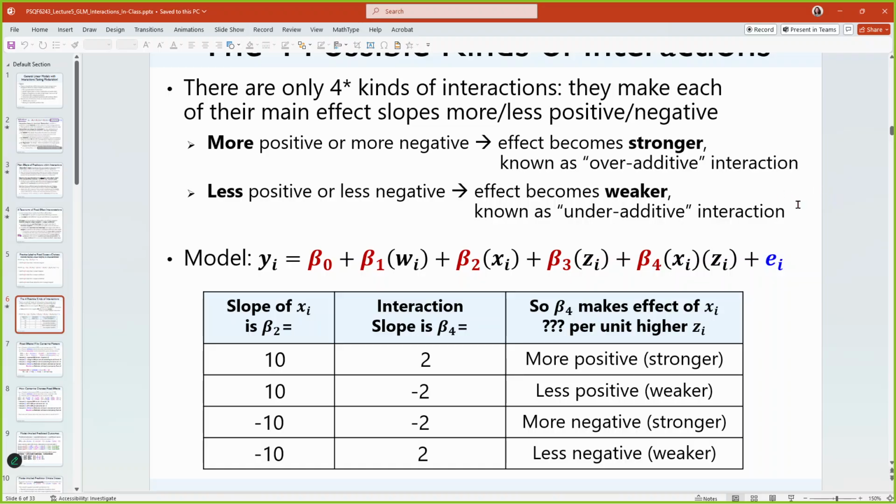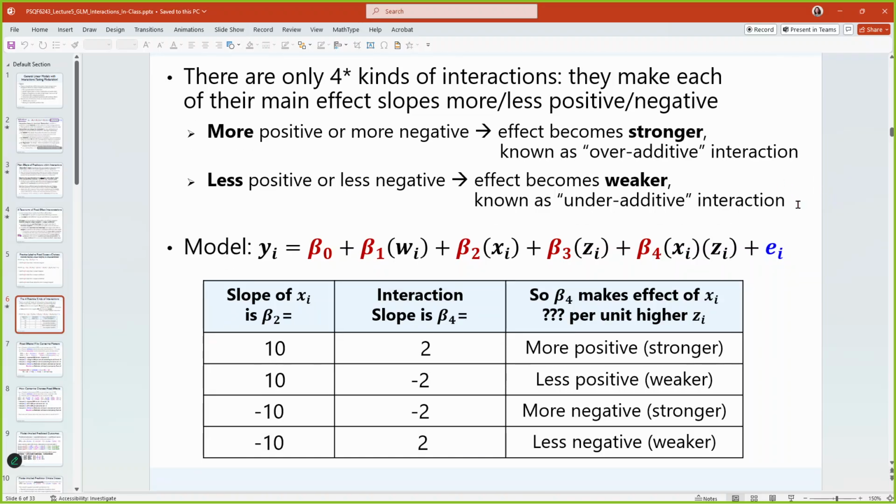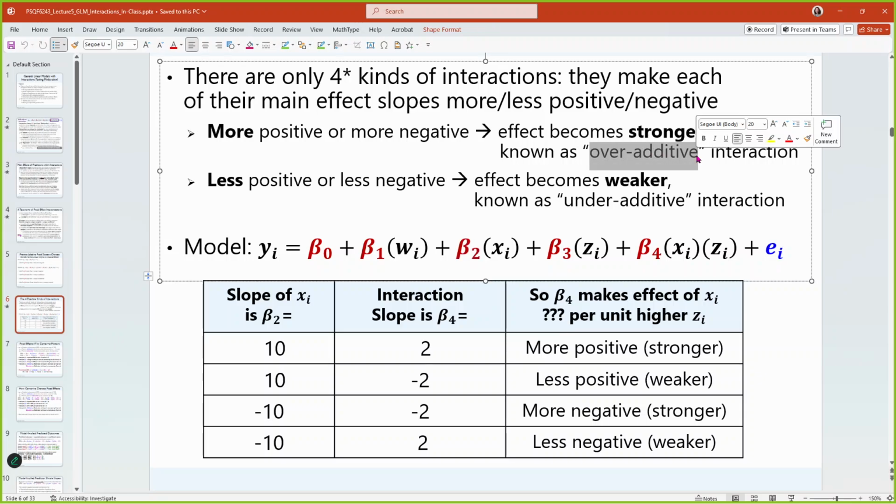But these are the 4 kinds of interactions. The interaction takes the slope of its main effect predictor, for instance, beta 2 for X right here, and it either makes it more positive, which is stronger, or more negative, which is also stronger. These patterns are known as an over-additive interaction, meaning there's something extra that happens when you're high on both. You can also have a less positive or less negative slope, which is a weakening or an under-additive interaction, meaning both things don't help as much as you would expect additively.